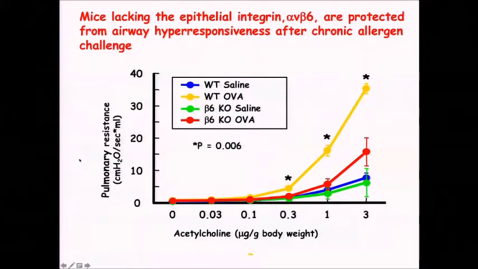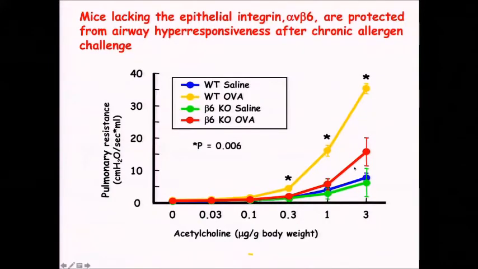We give increasing doses of acetylcholine to the mice, and normal mice, if they're not challenged with allergen, have very little response until you get to high concentrations of acetylcholine. Wild-type control mice have a big response, and the beta-6 knockout mice were dramatically protected in this model of repeated airway challenge with ovalbumin. And we had 2 center grants from the NIH over a 10-year period to figure out this mechanism, and those completely failed.